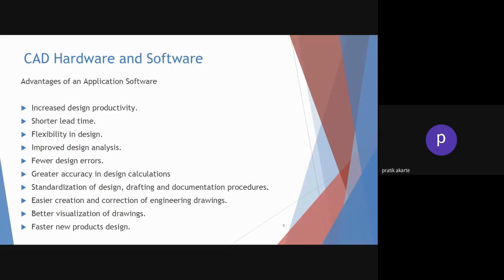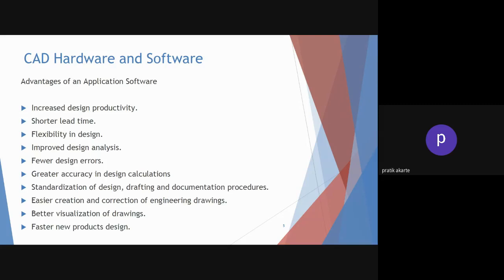Documentation, as drafting and documentation is a very important part of CAD or the complete design cycle. So documentation is also very easy and convenient for the user, and it has been standardized while taking help of CAD. Easier creation and correction in engineering drawing. Obviously, it's difficult to correct the drawings when we talk about the conventional process, but it is quite easy with the help of CAD software.